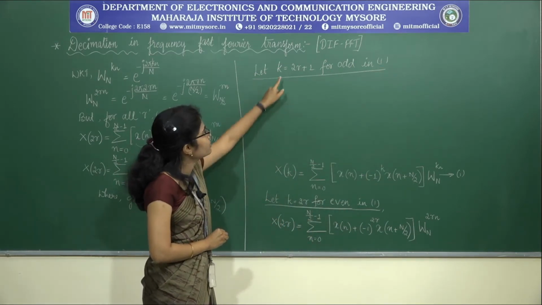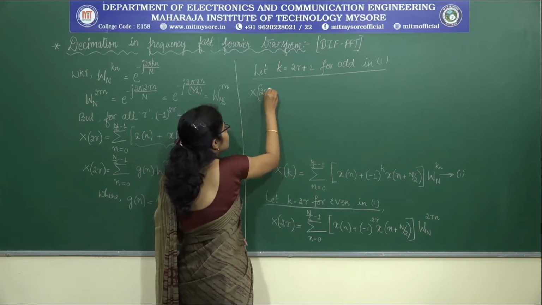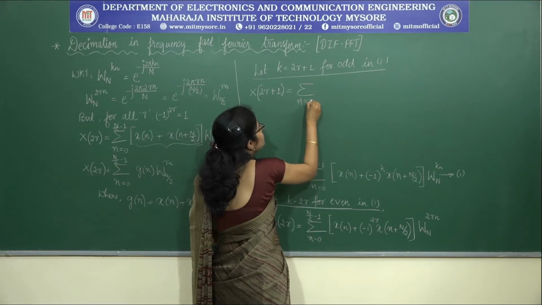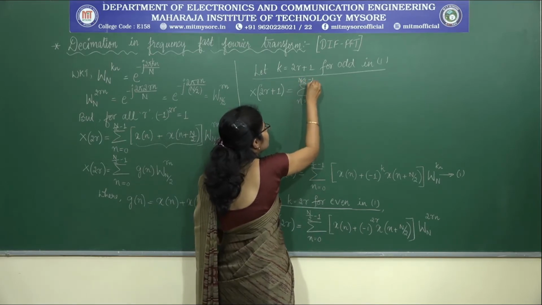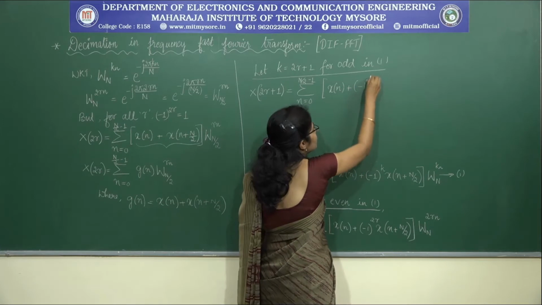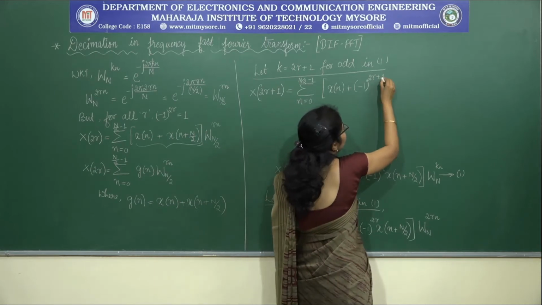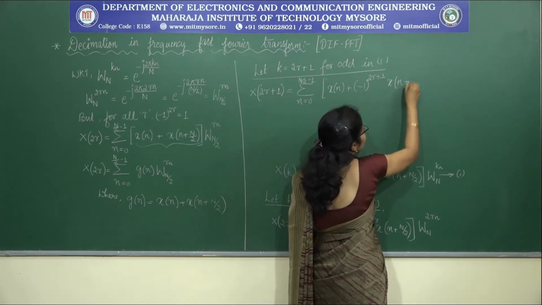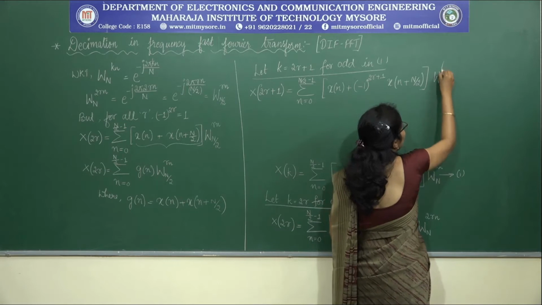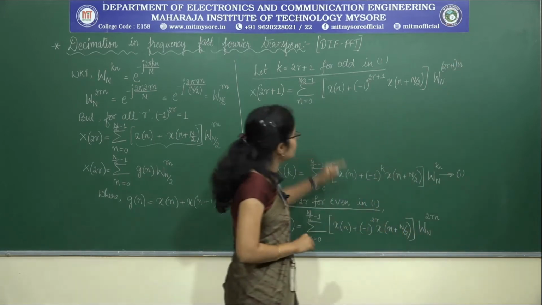So, in this equation wherever I have k, I need to replace it with 2r plus 1, that is x of 2r plus 1 will be equal to summation n ranges from 0 to n by 2 minus 1 x of n plus minus 1 to the power of 2r plus 1 into x of n plus n by 2 into omega n to the power of 2r plus 1 into n. Okay. Now, let us try to simplify this.